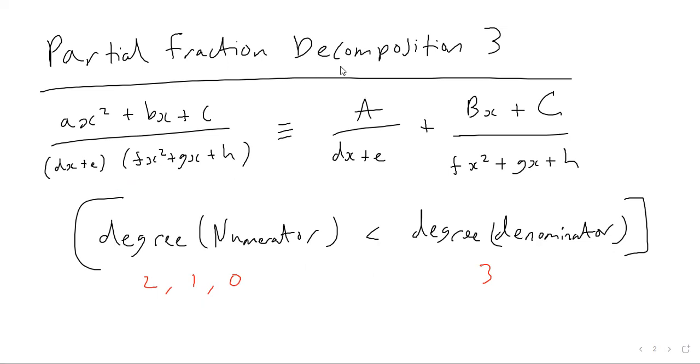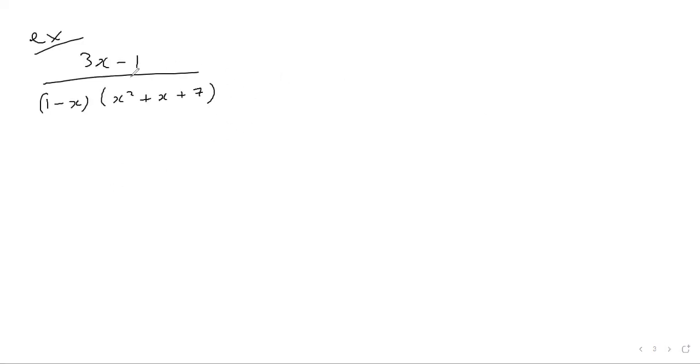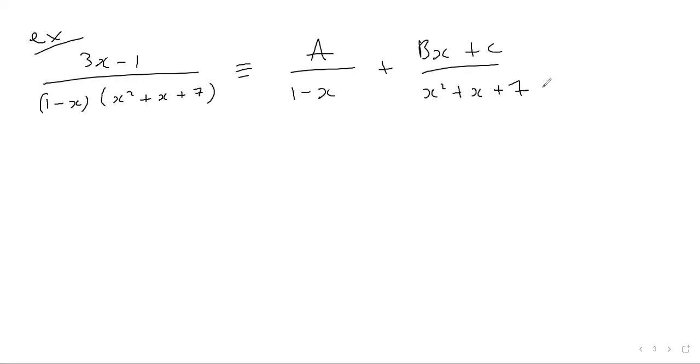Okay, so let's look at an example of how we could do this. Let's try and split this fraction into partial fractions. This is going to be the same as a constant A over 1 minus x, plus a linear term Bx plus capital C over this quadratic term on the bottom here. Now let's multiply both sides by the denominator of the left-hand side.